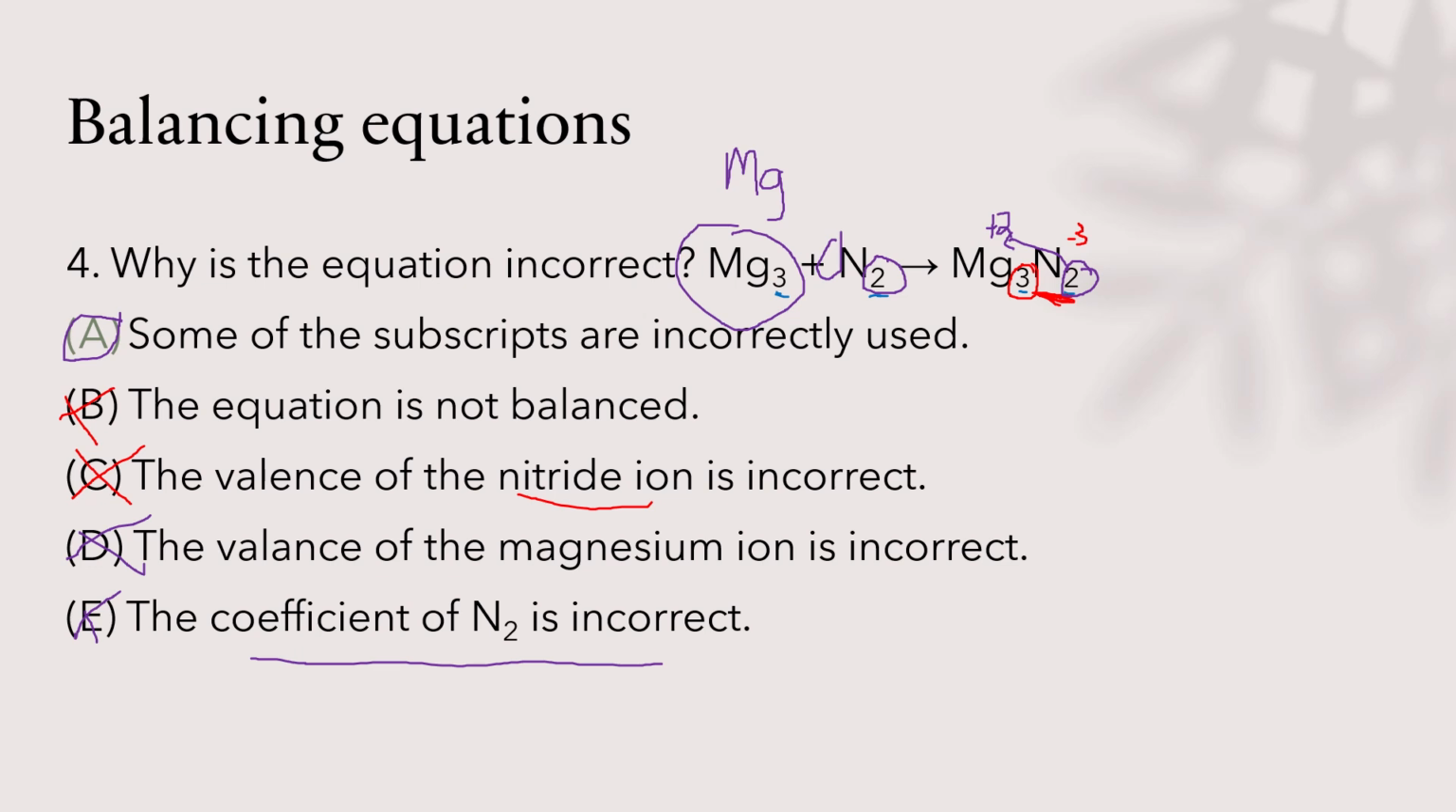We call those the diatomic ones. Magnesium, a metal, does not pair up with other magnesium atoms to be more stable. It exists by itself, as do most other metals. So A is going to be the correct answer here.